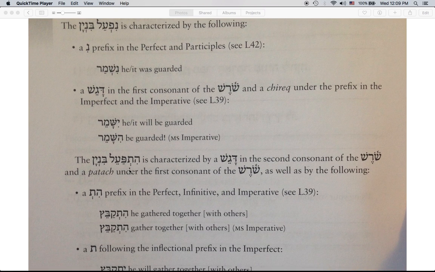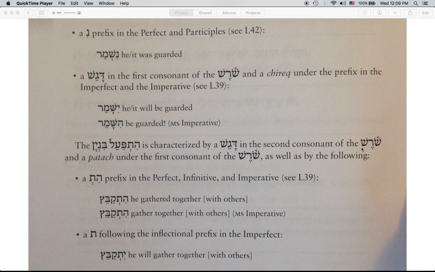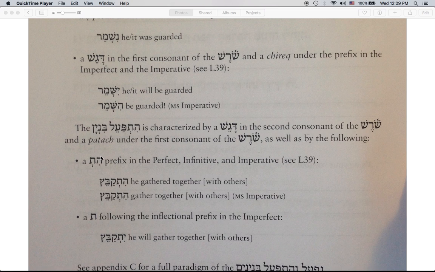The binyan hitpael is characterized by a dagesh in the second consonant of the shoresh, or the root, and a patach under the first consonant of the shoresh, as well as by the following. So look at the word hitpael. We have a dagesh, well, the dagesh is lost because the ayin is a guttural. But you see the patach underneath the first consonant. That's what they're talking about here.